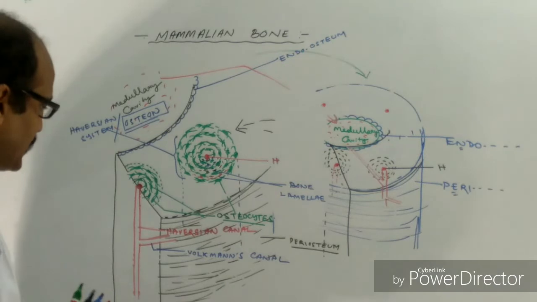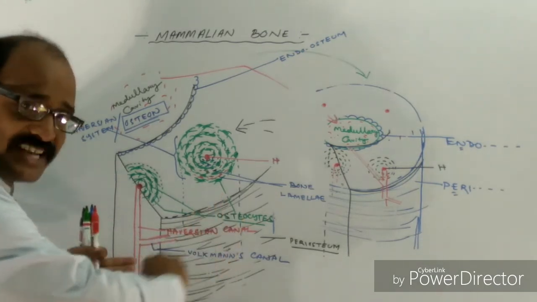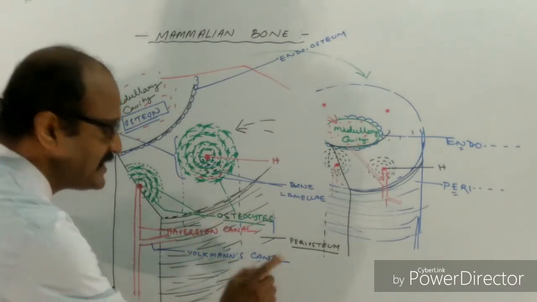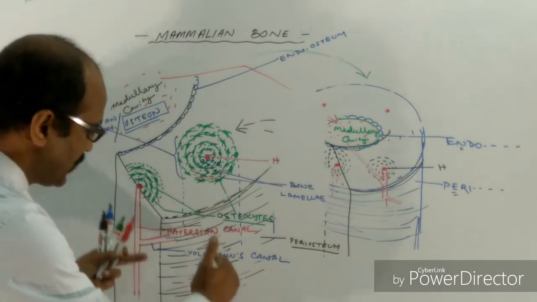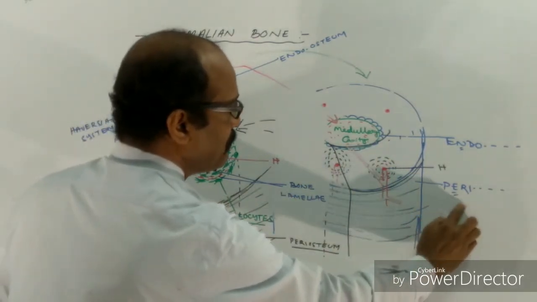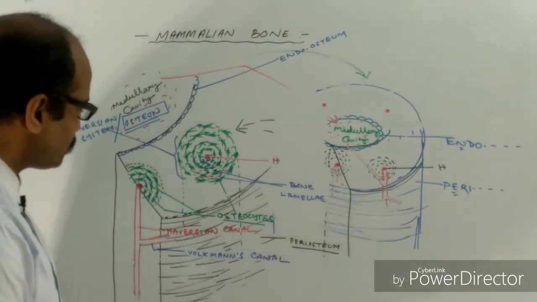So each Haversian canal communicates with each other, or is joined to each other, by a transverse or oblique canal. These are known as the Volkmann's canals. Such Volkmann's canals also communicate with the vascular layer of the periosteum or the endosteum.